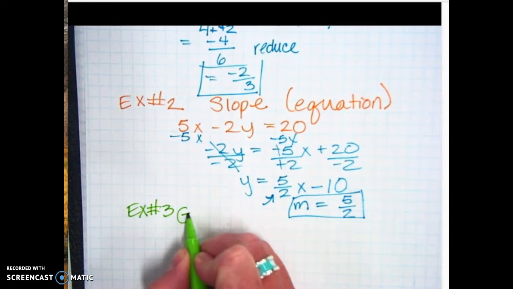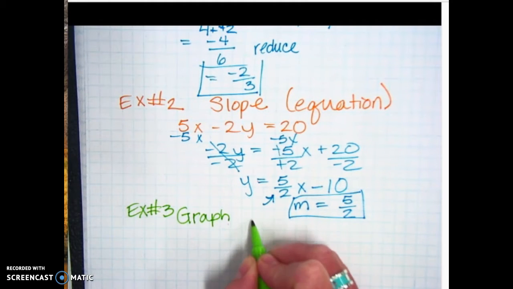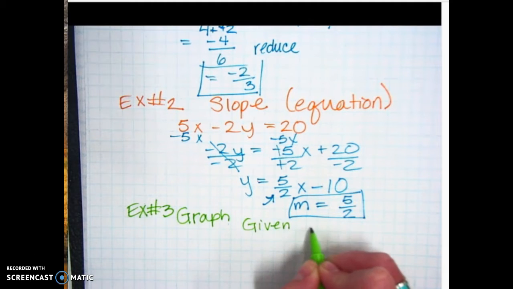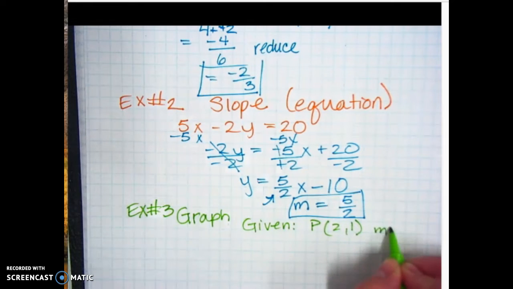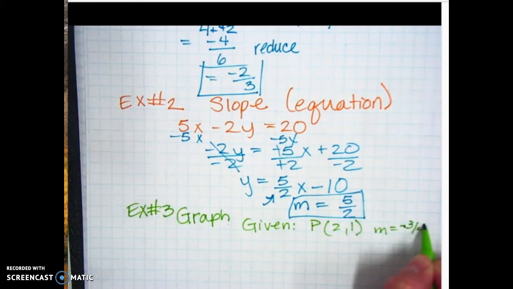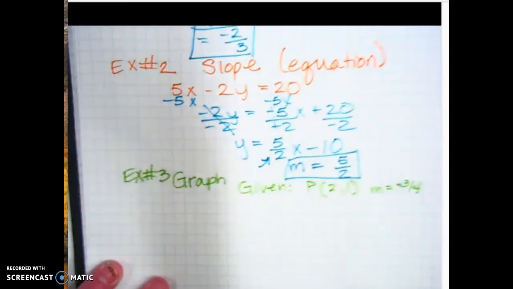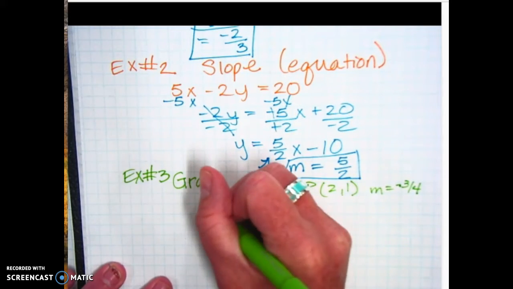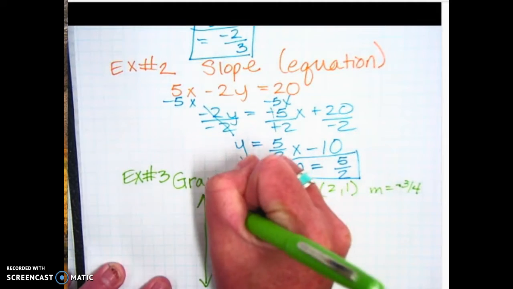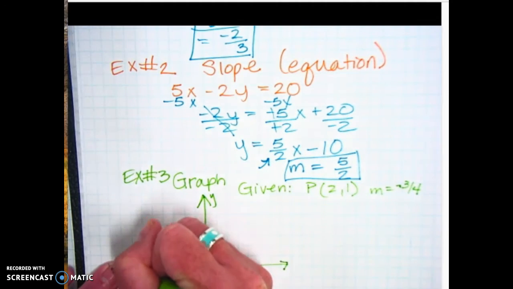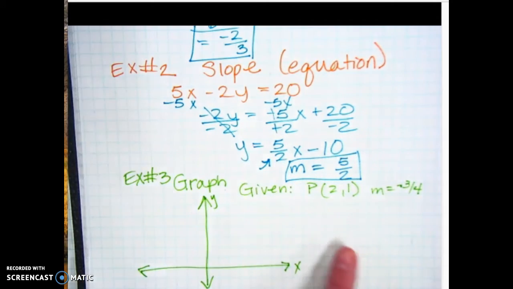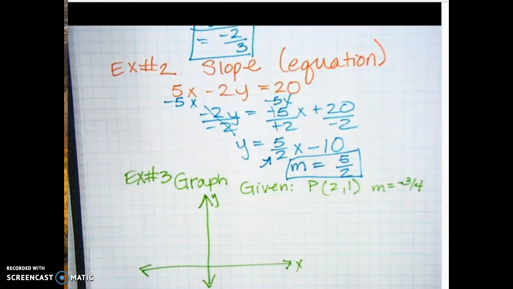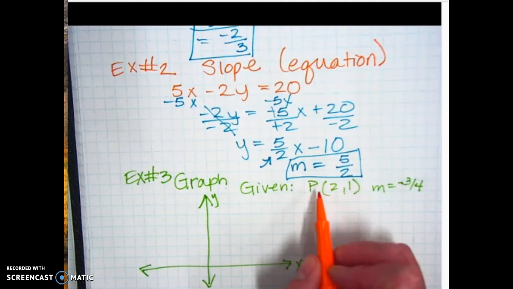Some of the questions on your assignment you're going to be asked to graph. Given a point, we'll call it point P, is going to be at 2, 1. Given a slope of -3/4. And if you have fancy graph paper, you can use fancy graph paper. If you don't, you're just going to sketch it. So we're just going to sketch it in your notes. Here's your x-axis, here's your y-axis. And should you start with the point or the slope? The point, right? So we're going to put a point at 2, 1.